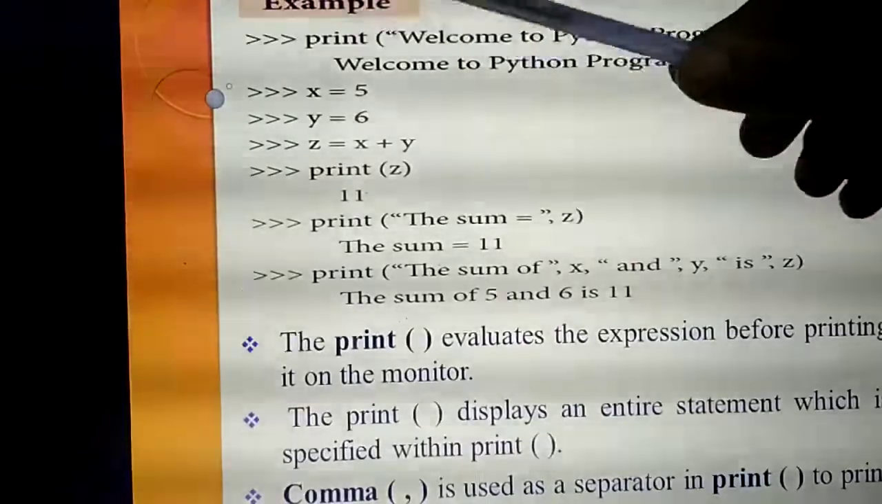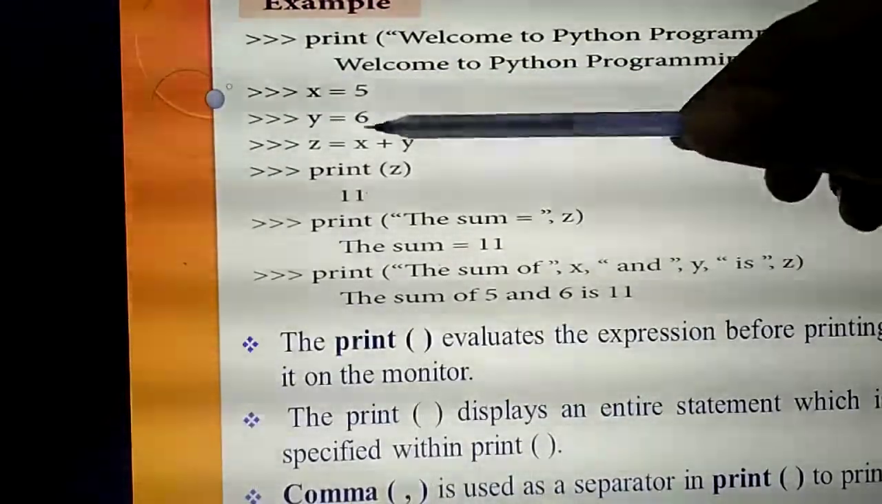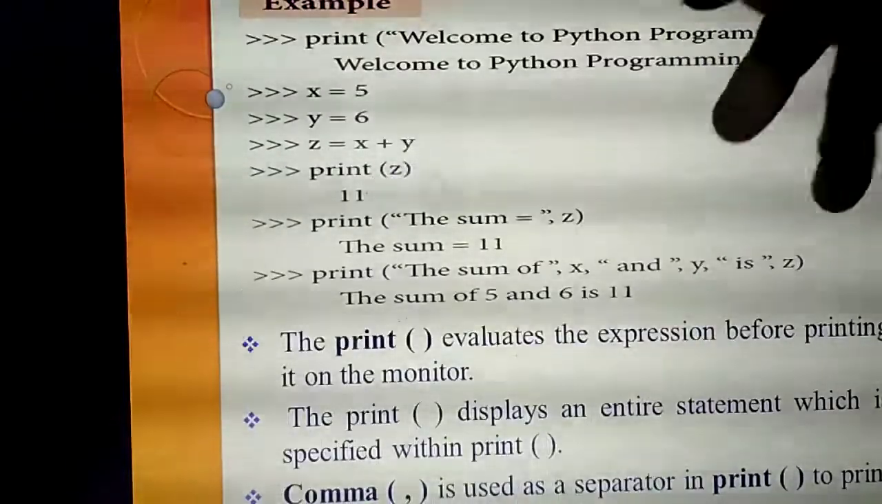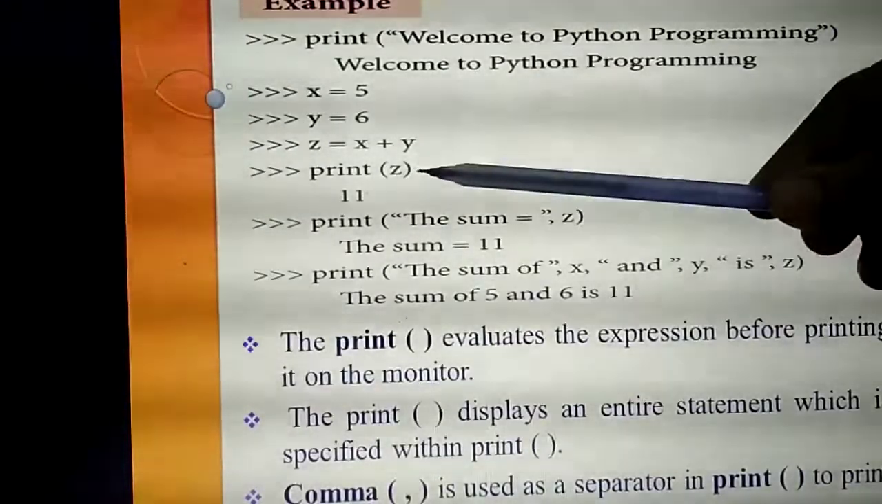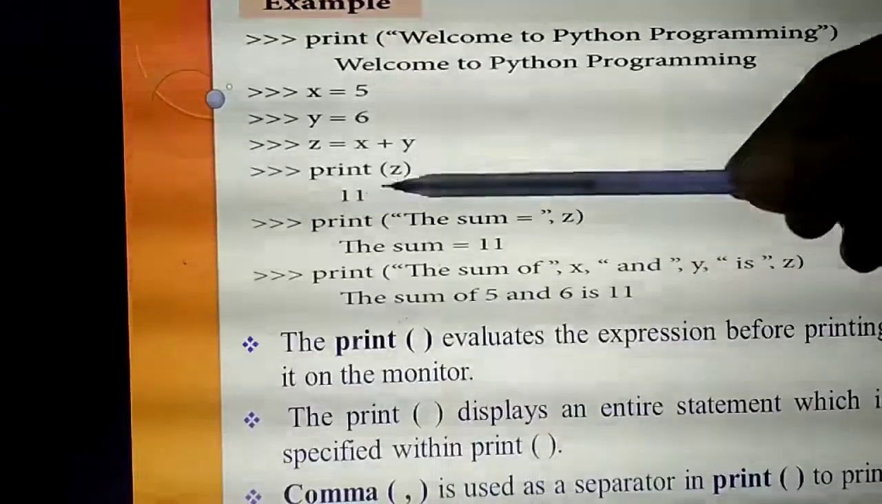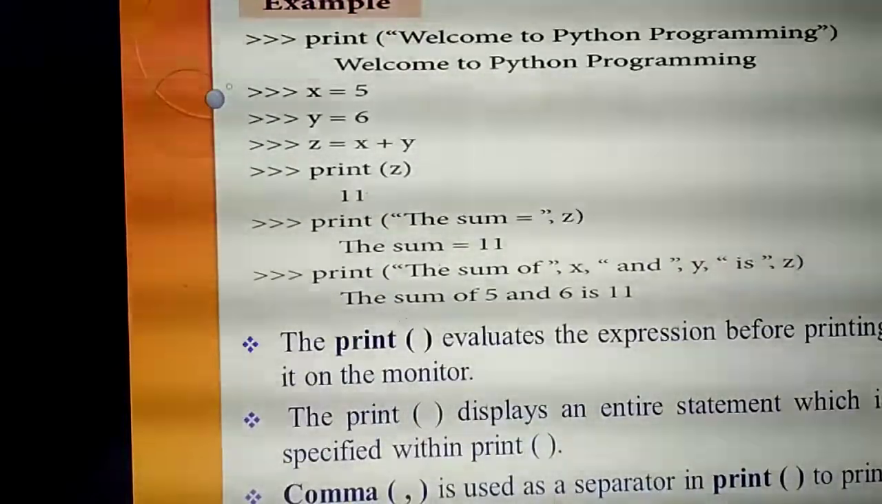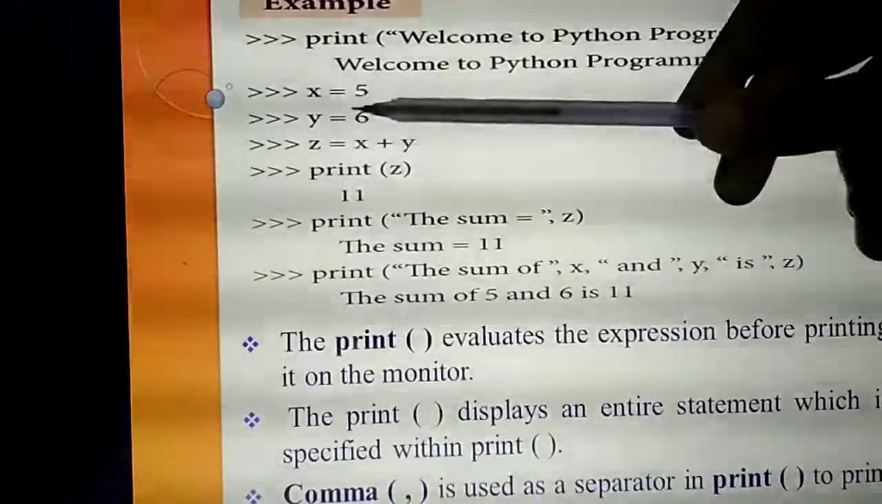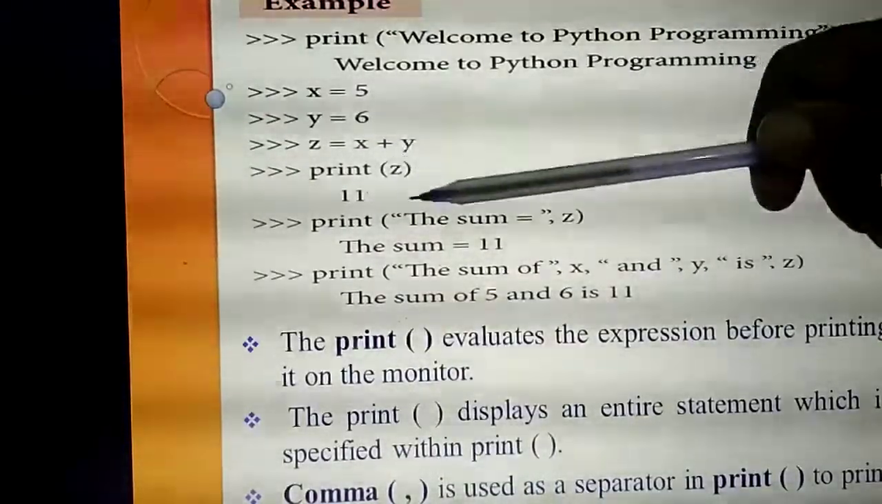Understand? So, I am going to add two variables called x and y. That means 5 plus 6. So, that answer I am storing in one variable called z. Understand? So, which variable you need to print now? Which variable? Z. Why? The result needs to be stored in variable z. So, what's the result you will get? I am giving print of z. What's the value of z now? 11. Understand? This is a second syntax.